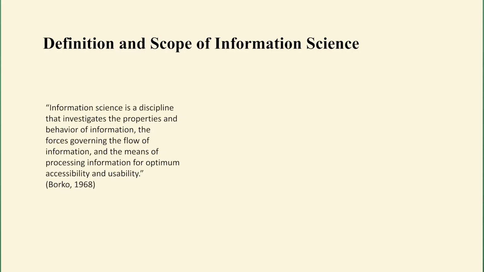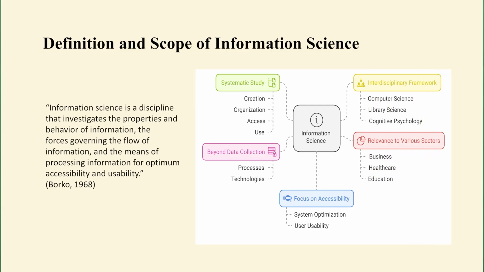We can say information science is a discipline that investigates the properties and behavior of information, the forces governing the flow of information, and the means of processing information for optimum accessibility and usability. It is concerned with that body of knowledge relating to the collection, organization, storage, retrieval, interpretation, transmission, transformation, and utilization of information. It has both a pure science component, which inquires into the subject without regard to its application, and an applied science component, which develops services and products.